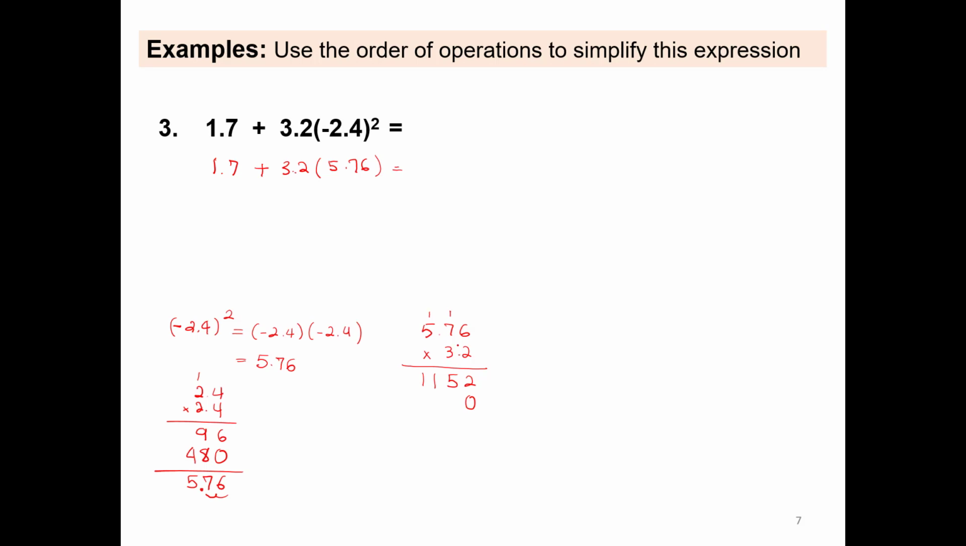Here is 0. 3 times 6 is 18, carry the 1. 3 times 7 is 21, plus 1 is 22, carry the 2. 3 times 5 is 15, plus 2 is 17. And let's write here 17. The sum will be 2, 1, 2, 4, 8, 1. And it will be 18.432. And because both numbers are positive, the product is positive.